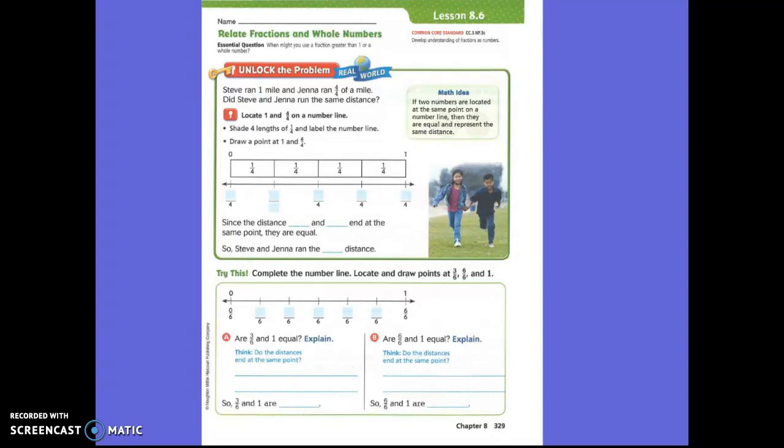All right, let's read a little tiny problem. Steve ran 1 mile and Jenna ran 4/4 of a mile. Did Steve and Jenna run the same distance? Boys and girls, it says locate 1 on the number line. Where do you see the big 1? Point to it. Okay, we found the number 1 on the number line.